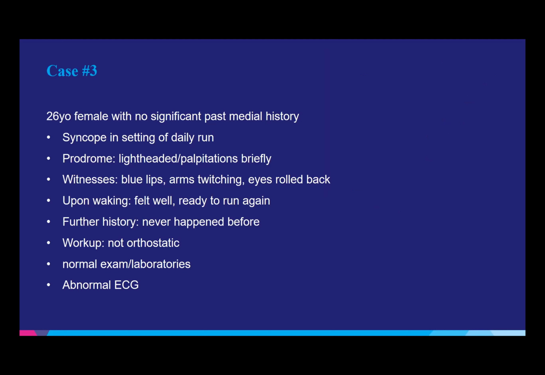Jonathan, do you want to read this case for us? Sure. 26-year-old female, no significant past medical history. Syncope in the setting of a daily run. Prodrome: lightheaded, palpitations briefly. Witnesses: blue lips, arms twitching, eyes rolled back. On waking, felt well, ready to run again. Further history: never happened before. Workup: not orthostatic. Normal exam and labs, and abnormal EKG.